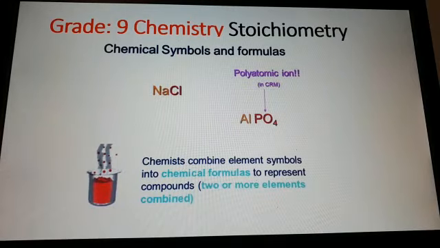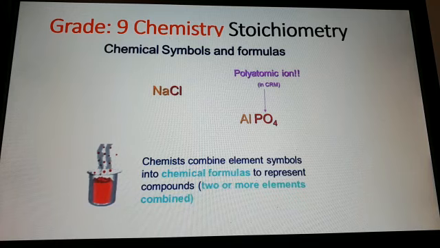This is grade 9 chemistry topic stoichiometry. This is a revision topic. This is about chemical symbols and formulas. From class 8 onwards you have been studying the chemical symbols of elements. I think all of you remember the names and symbols of the first 20 elements.